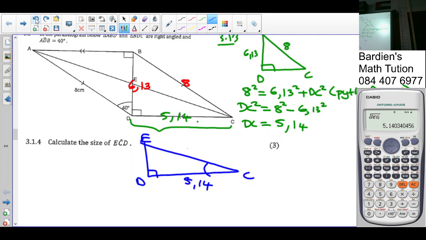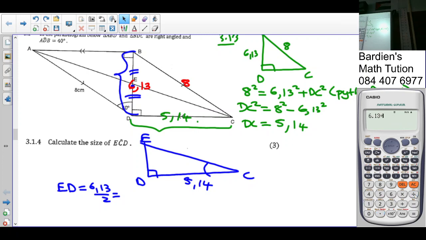So how do you think we're going to calculate that angle? What do you say? The 6,13 is divided by 2, because those lengths are equal. Okay, that's one of the properties of the parallelogram. So you're going to first say that ED is equal to 6,13 divided by 2. 6.13 divided by 2. That's 3,065. It's 3,07.